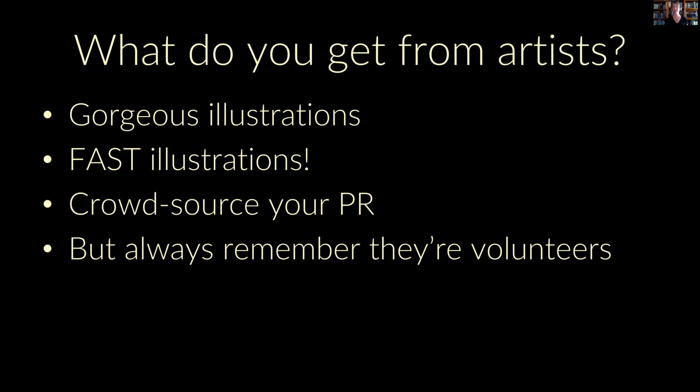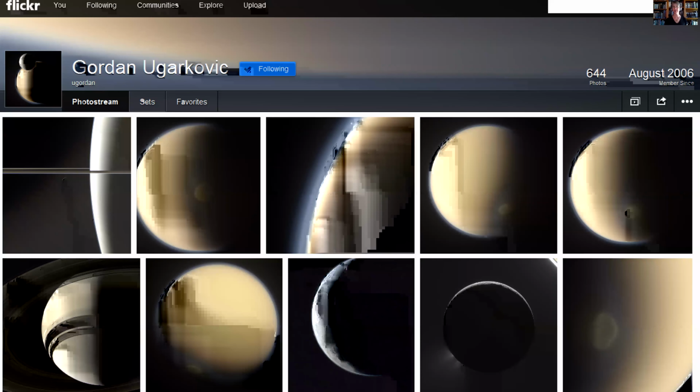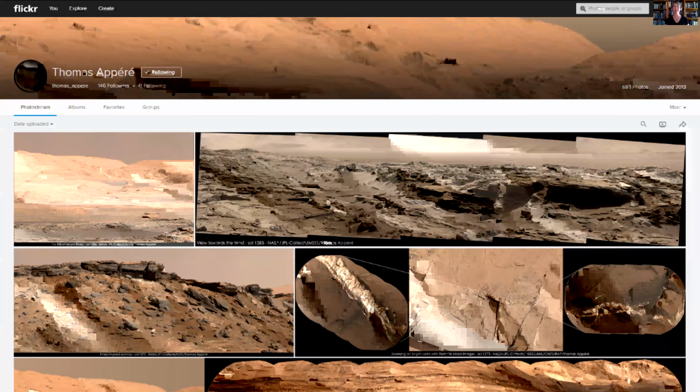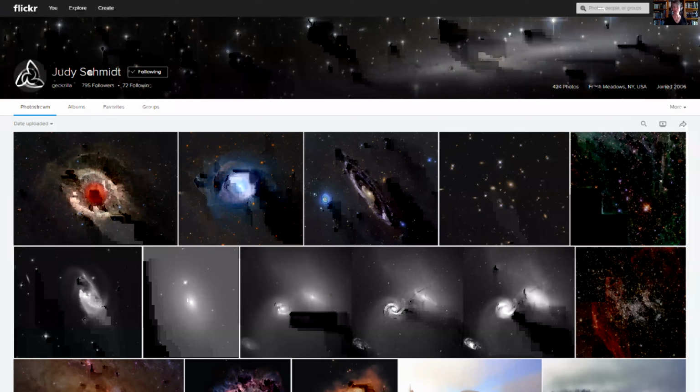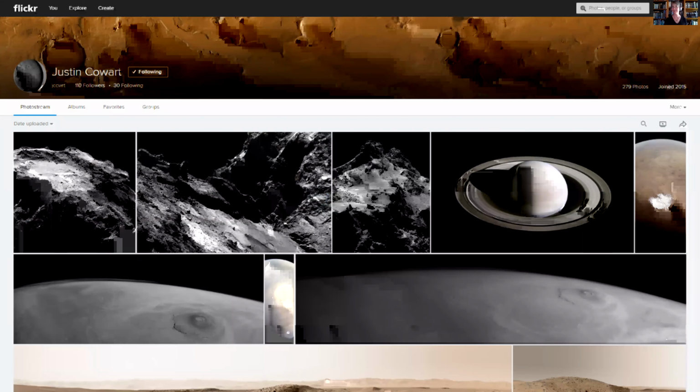And so there's a lot of people out there who are sharing their beautiful work. Thomas, I know, is actually watching this presentation. So here's, I'm sorry, it's a very old snapshot of your Flickr page, Thomas, but it's just as beautiful now. Judy Schmidt is somebody who works with Hubble and other astrophysical data, making just stunning images. And then there are people like Justin who work with every data set imaginable.